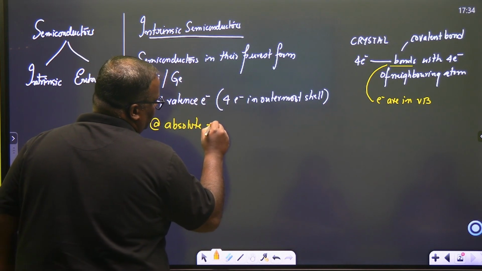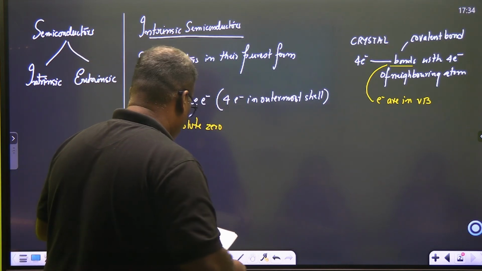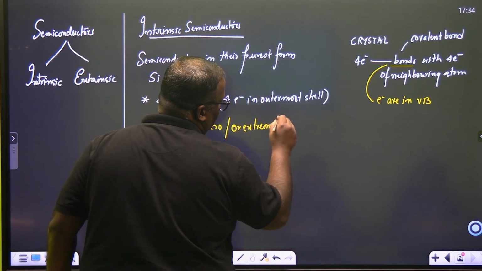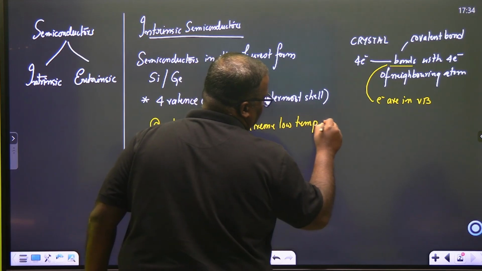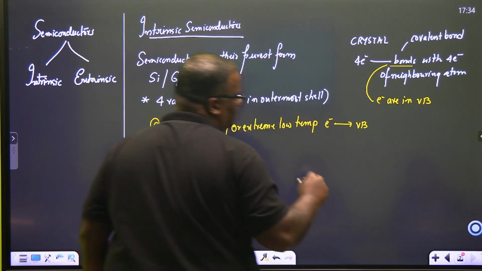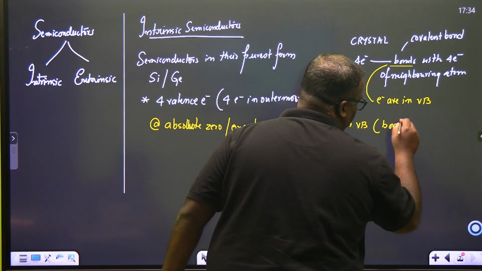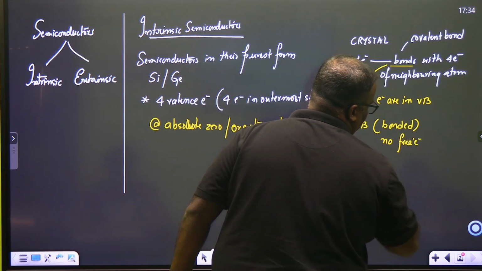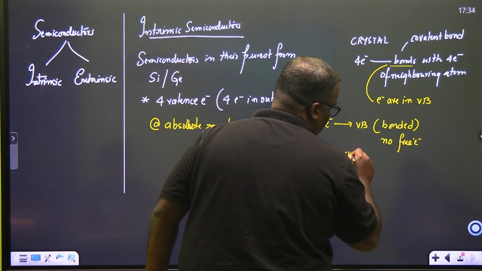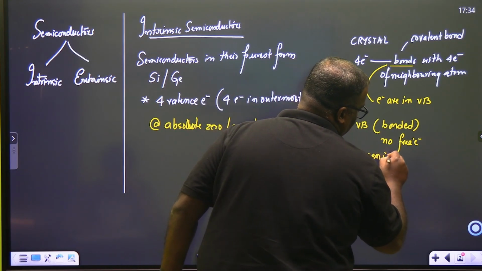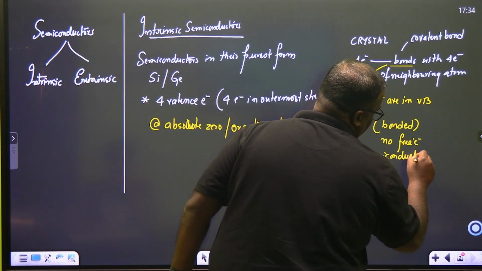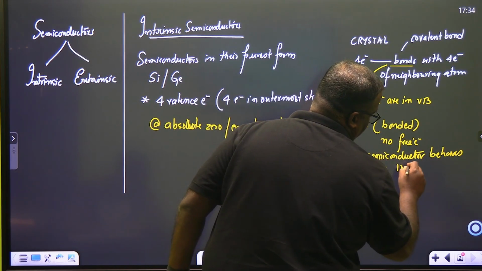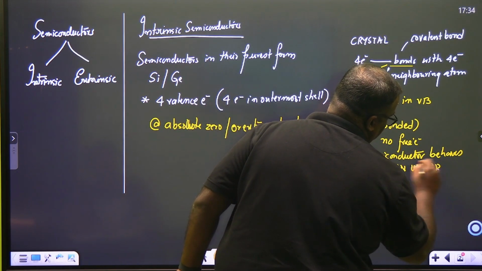At absolute zero, or extreme low temperature, electrons remain in the valence band, bonded, which means no free electrons, and as such the semiconductor behaves as an insulator. Same thing you are studying, just getting a little bit deeper and deeper.